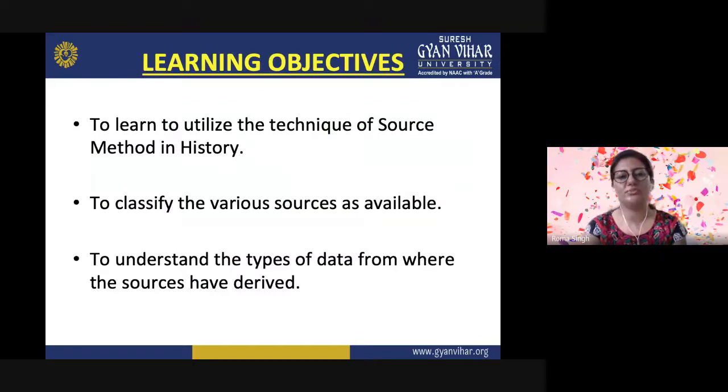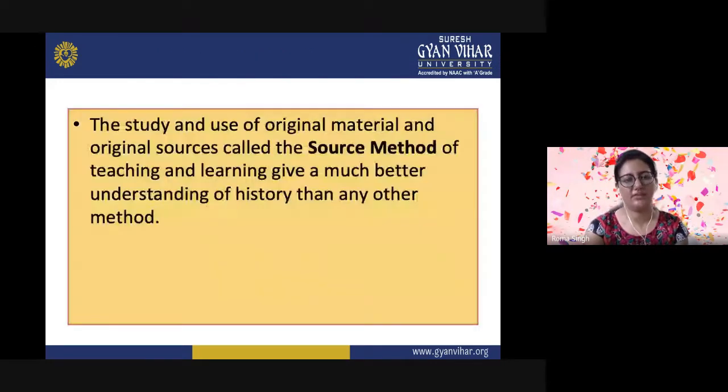The learning objectives for today's class are to learn to utilize the technique of using the source method in history, to classify the various sources available in history, to understand the types of data like primary or secondary, and to identify whether it is primary data or secondary data, from where sources have been derived.